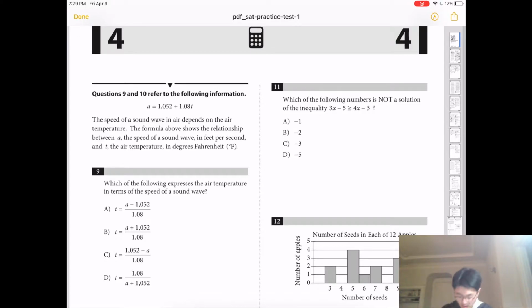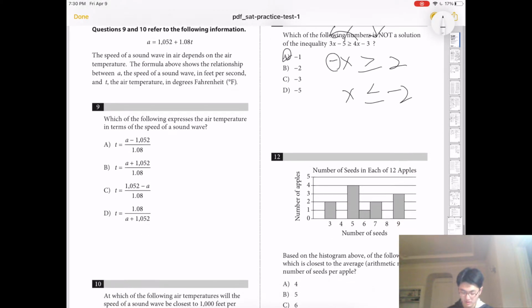Alright, let's begin. Which of the following numbers is not a solution of the inequality 3x minus 5 is greater than or equal to 4x minus 3? Alright, so we're going to send 4x over here and negative 5 over here. Then we get negative x is greater than 2. So that would make x is less than negative 2. Remember, if you multiply negative 1 to both sides, you gotta flip the inequality sign over. So the only one that doesn't meet this is negative 1, because negative 1 is greater than negative 2. So the answer is A.